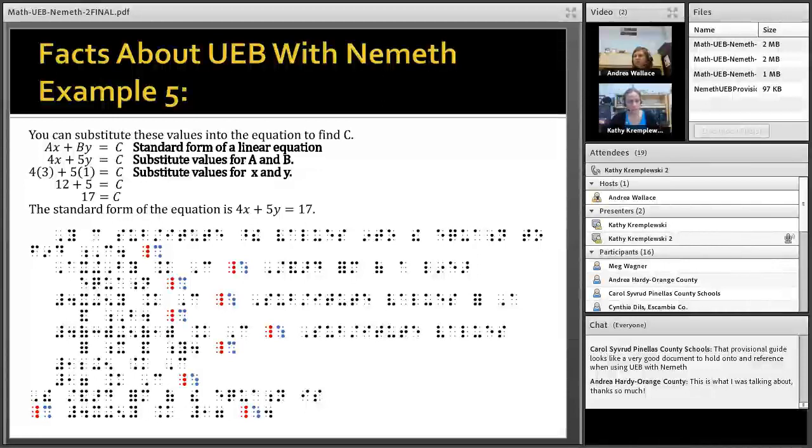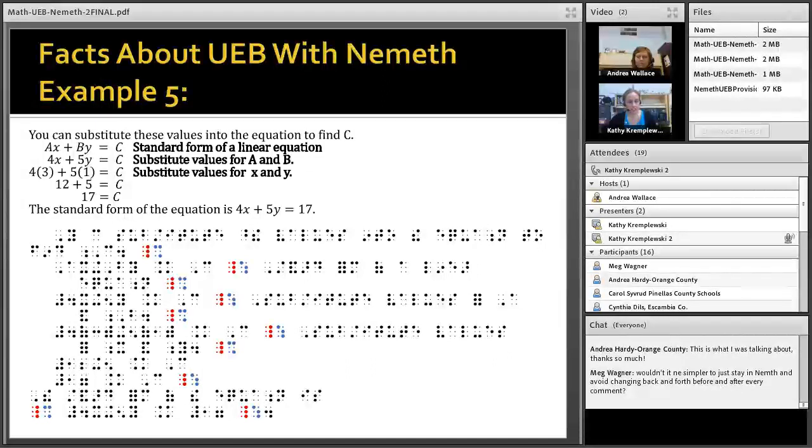Then at the end of that equation, you go back into Nemeth mode because the next line you have 4x plus 5y equals C, space, close Nemeth mode, back into UEB, substitute values for A and B. Open Nemeth mode again, 4 parentheses 3, close parentheses plus 5 parentheses 1, close parentheses equals C. Close Nemeth mode, back into UEB, substitute values for X and Y. Open Nemeth mode at the end of that line, next line, 12 plus 5 equals C.